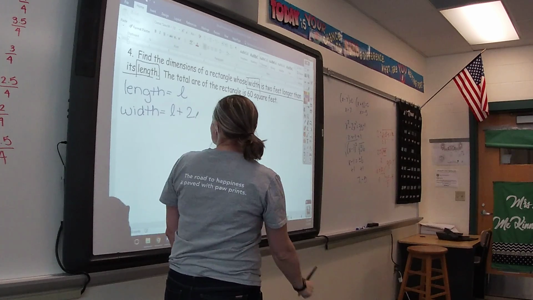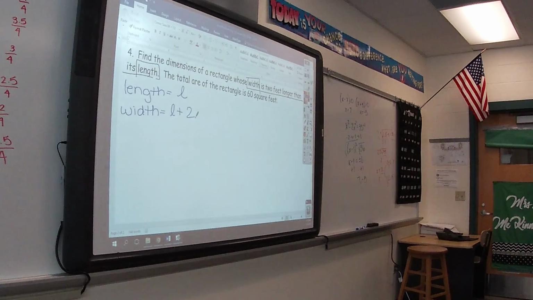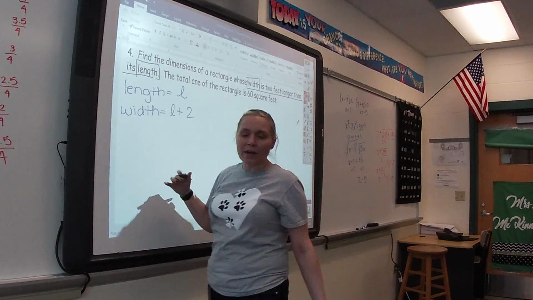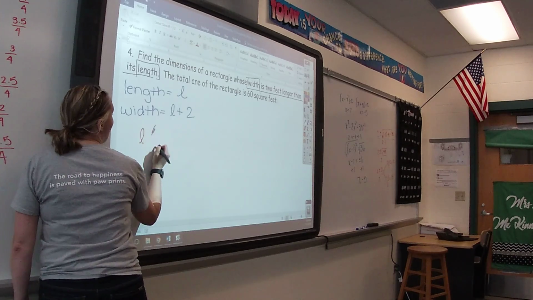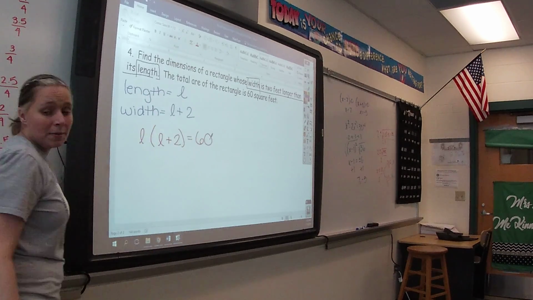You could write it as 2 plus L. Guys, you could go the other way. You just have to say that width is W, and then your length would have to be W minus 2. Right? You'd have to reverse that concept. Okay, so now we're going to find the area, which hopefully at this point we're kind of like, okay, yeah, I want to multiply those two things. So I'm going to say L times L plus 2 equals 60.